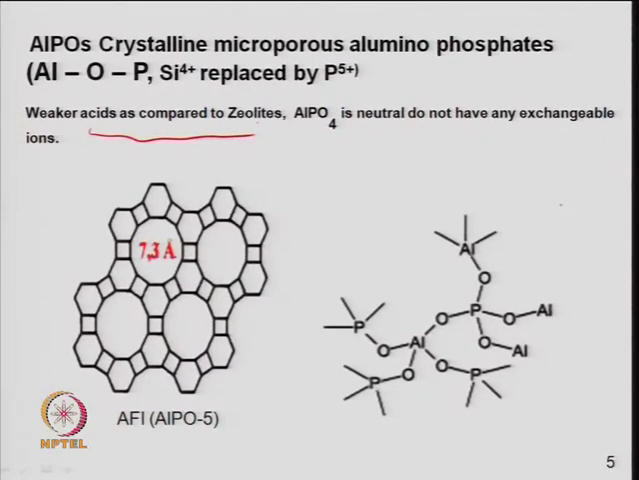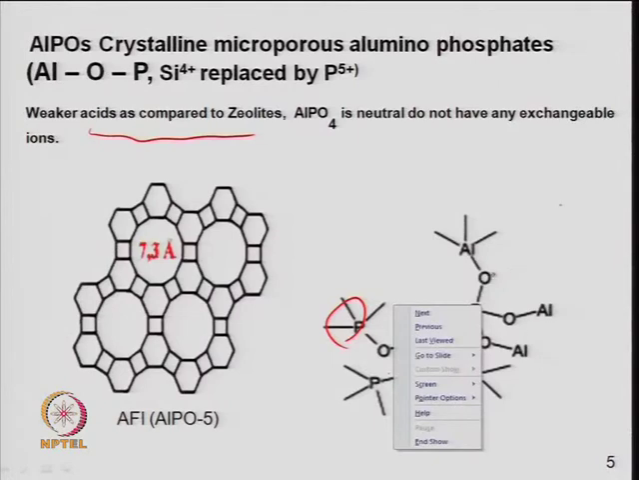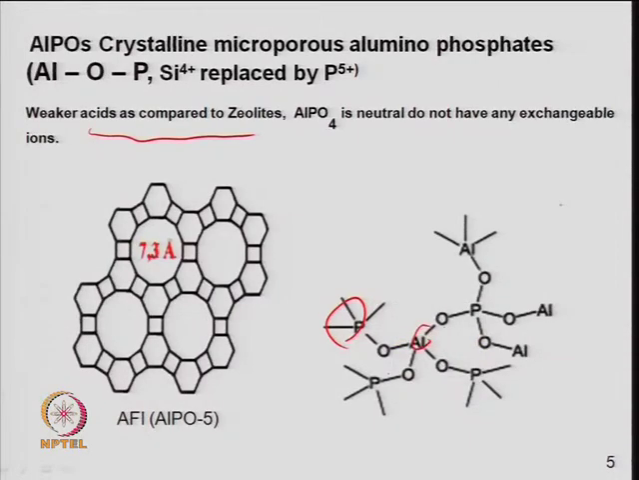For the pore structure, again you can see here phosphorus, oxygen, aluminum, then again oxygen, phosphorus and aluminum, and so on. This structure builds up, and it can have roughly 7.3 angstrom of pore opening. Different kinds of frameworks of these aluminophosphate zeolites can also be made this way.